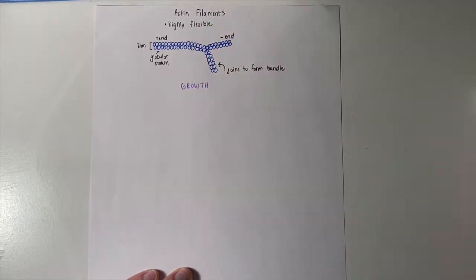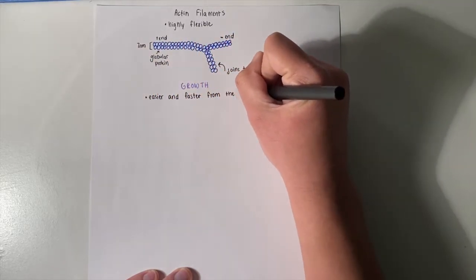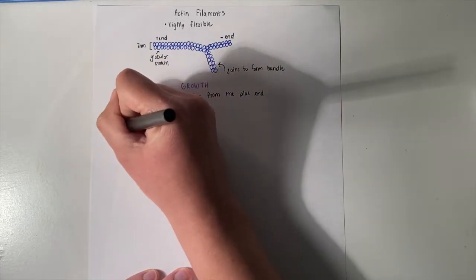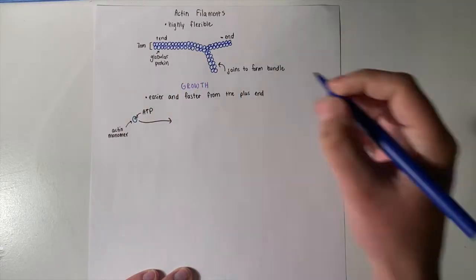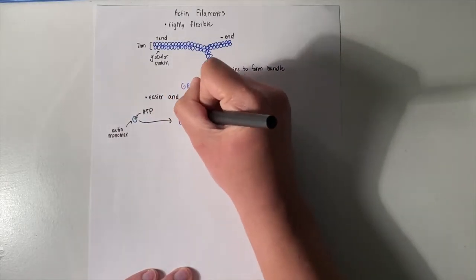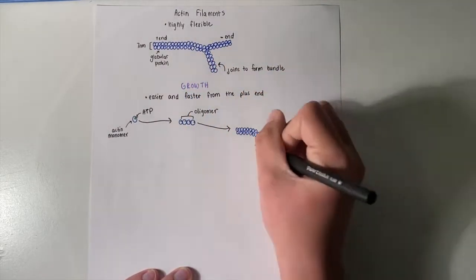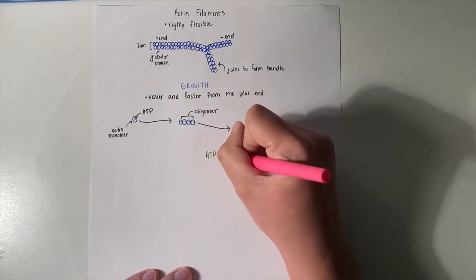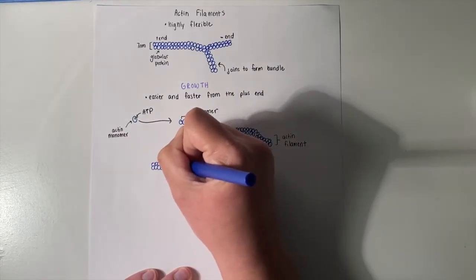Actin filaments can grow on either end, but it is easier and faster from the plus end. Actin filament formation starts when a free actin monomer is bound to ATP. They then bind with other monomers to form an actin oligomer. The oligomers form because they can be more easily incorporated into a growing filament. Once the filament is made, the ATP is cleaved to ADP and it reduces the strength of the binding for the monomers in the filament.